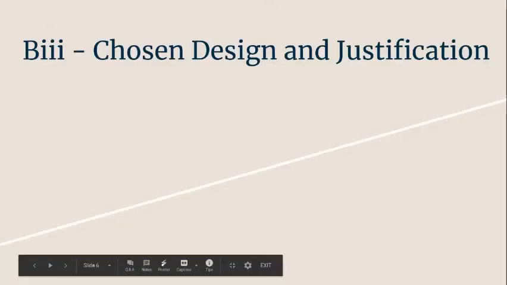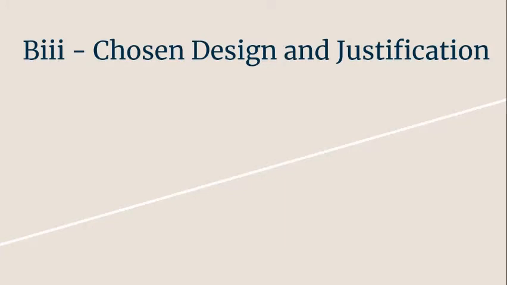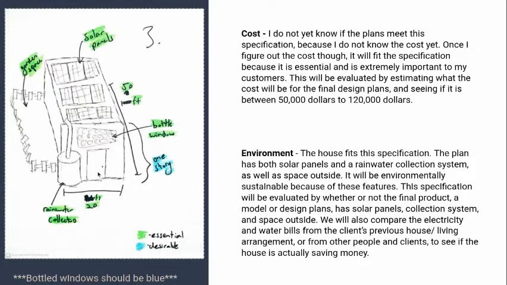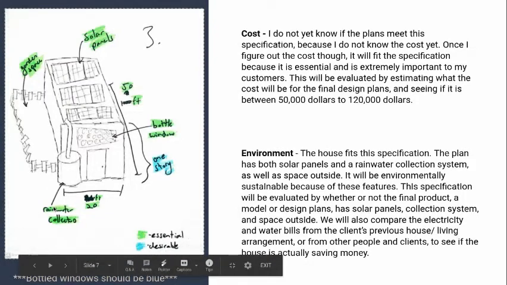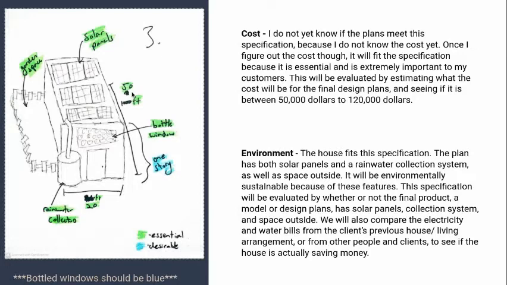Next is my B3 strand, which is my chosen design and the justification and how it fits each of my axis FM specifications. So number 3 is my chosen design. So I highlighted each of my annotations that I made that are essential and which ones are desirable.